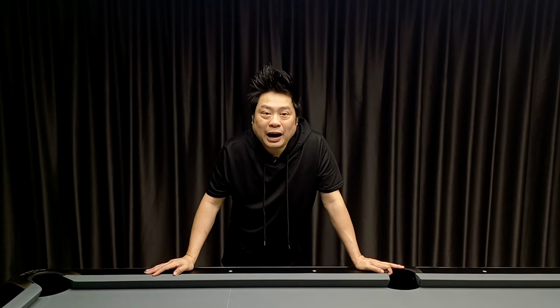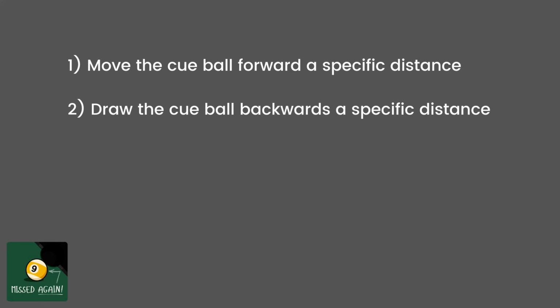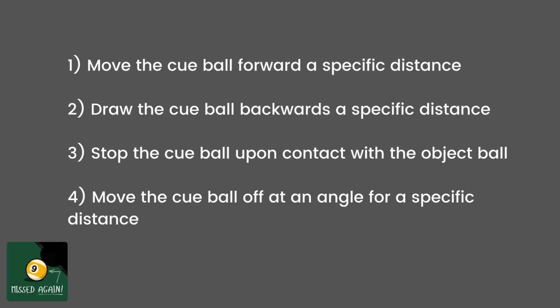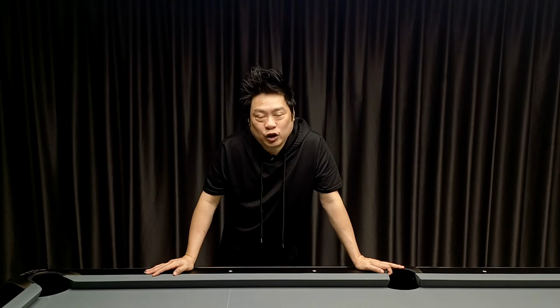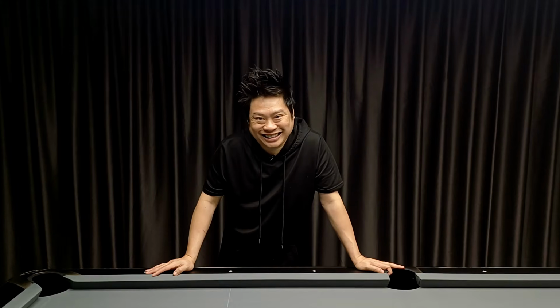We can control the path of the cue ball after contacting the object ball in the following four ways. Move the cue ball forward a specific distance. Draw the cue ball backwards a specific distance. Stop the cue ball upon contact with the object ball. Move the cue ball off an angle for a specific distance. Let's first discuss moving the cue ball forward a specific distance. There are two ways you can do this.